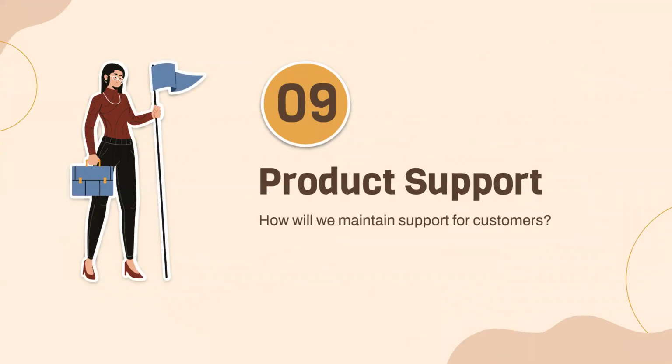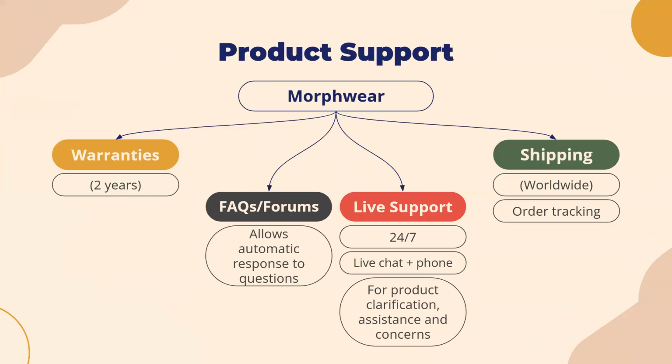Lastly, there is product support. We would have warranties lasting for 2 years that allow for the replacement of any broken parts, as well as an FAQ website or an online forum that allows customers to find or post their questions and be able to get a detailed response. These ensure that customers will continue to touch base with the company going forward, as well as an effective shipping policy that enables our more distant customers.